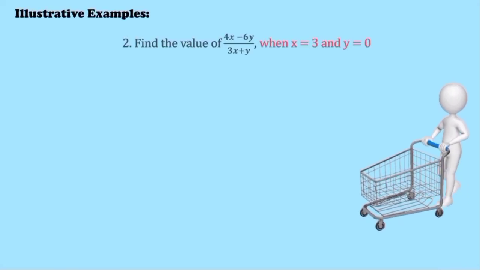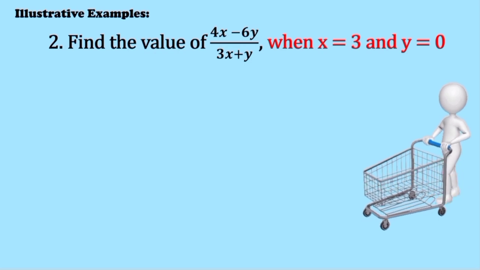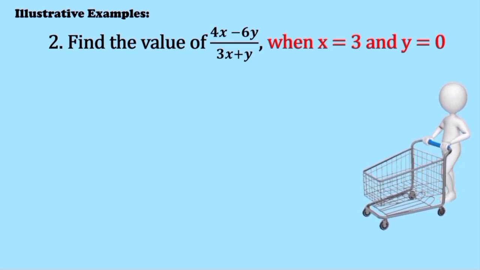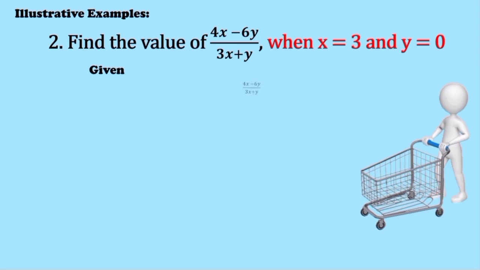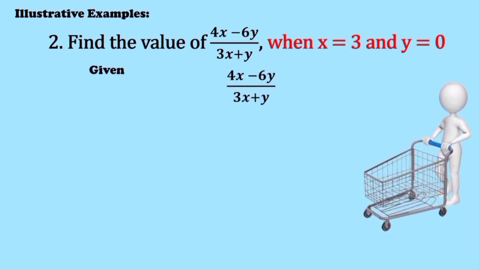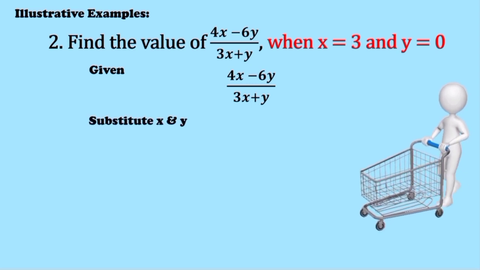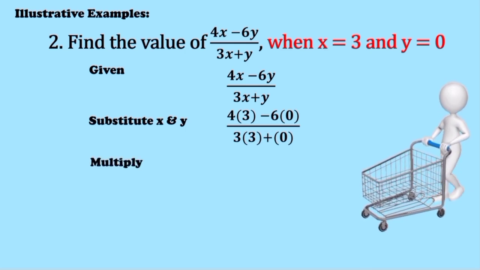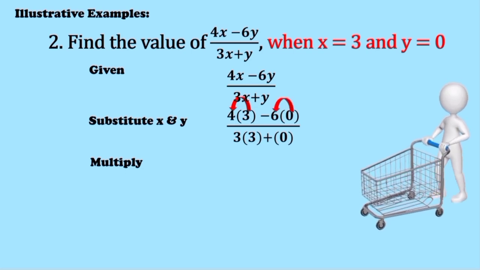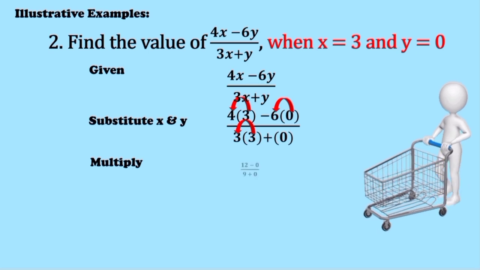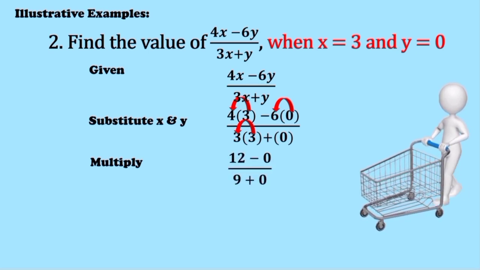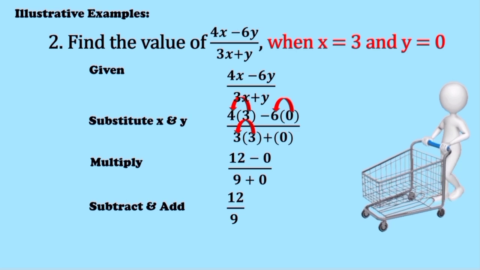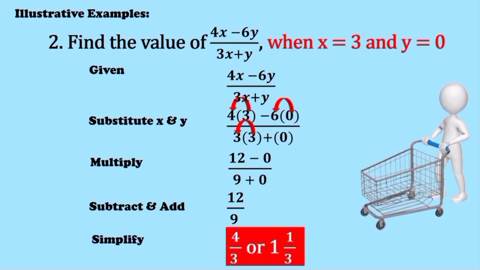Example number 2. Find the value of 4x minus 6y over 3x plus y when x is equal to 3 and y is equal to 0. First, let's have our given. Next is substitution. Substitute the value of x and the value of y. Now, let's multiply. 4 times 3, 6 times 0, and 3 times 3, giving us the product of 12 minus 0 over 9 plus 0. Now, let's subtract and add. We have 12 over 9. Then simplify our answer. We have 4 over 3 or 1 and 1 third.